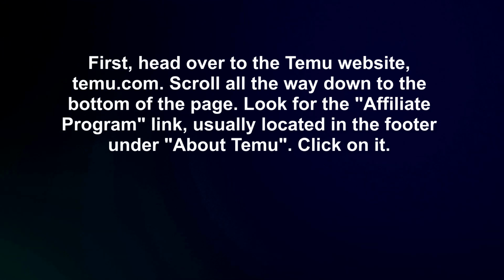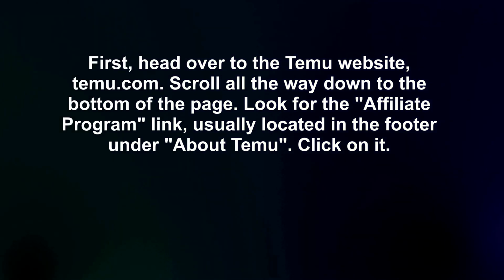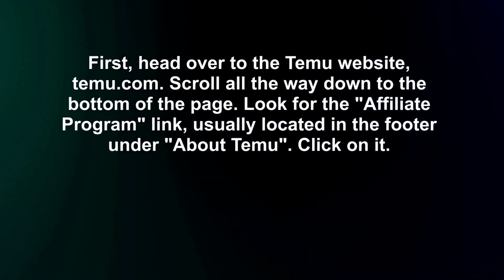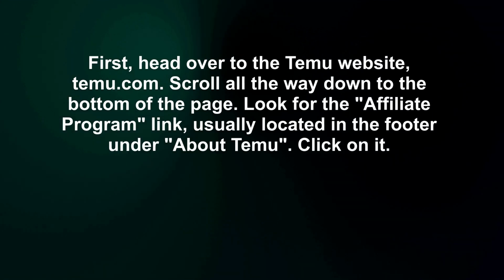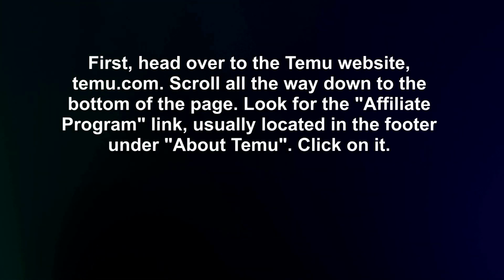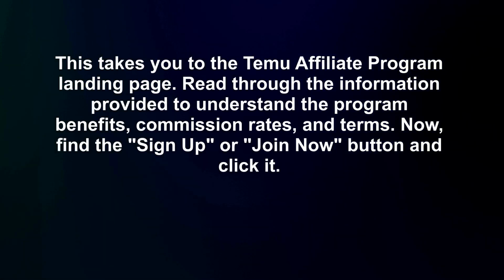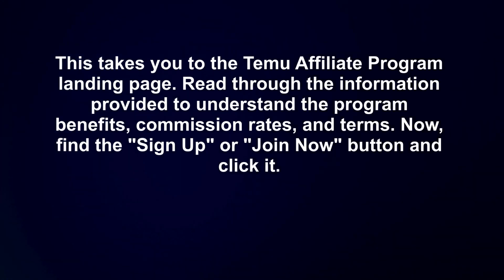First, head over to the Temu website, temu.com. Scroll all the way down to the bottom of the page. Look for the affiliate program link, usually located in the footer under About Temu. Click on it. This takes you to the Temu affiliate program landing page.